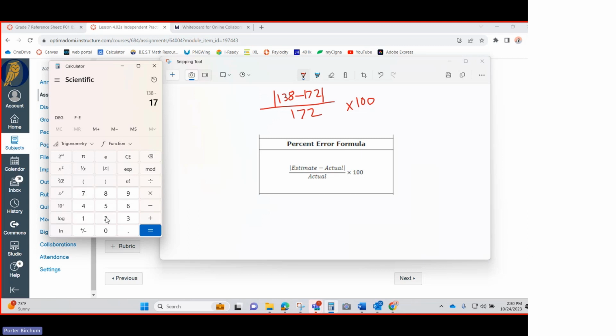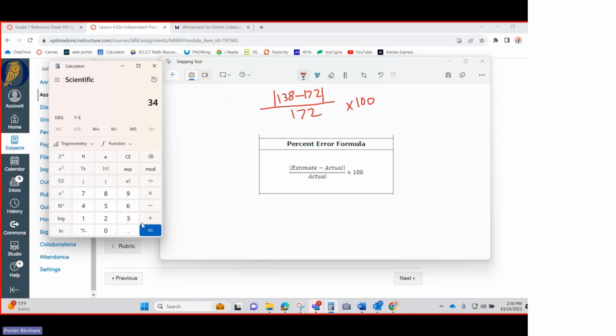Now let's use our handy dandy calculator to finish the job. 138 minus 172 equals. It's really important to click that equal sign before the divide or to use parentheses, so that way your calculator knows to subtract before dividing. Now, 138 minus 172 is negative 34, but that is the absolute value of negative 34. Can't forget about those absolute value bars. What is the absolute value of negative 34? Positive 34. Absolute value of a negative is a positive. Absolute value of a positive is also a positive.